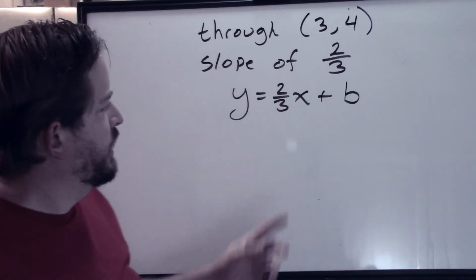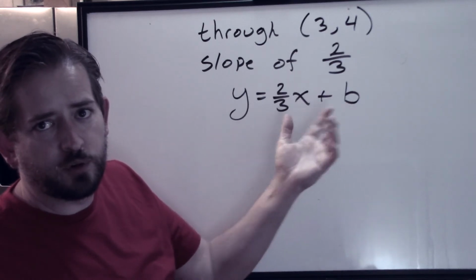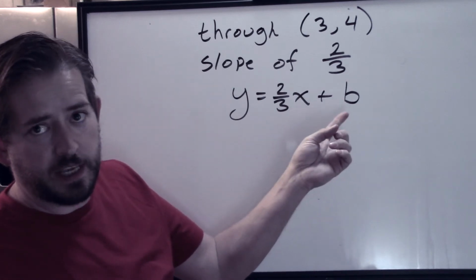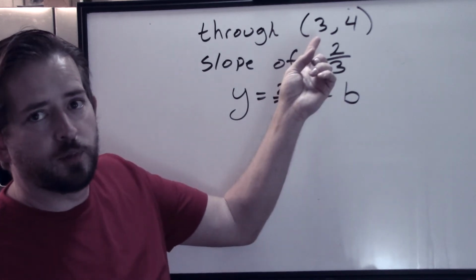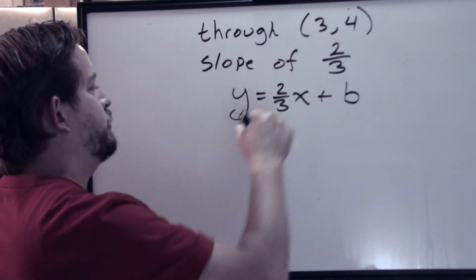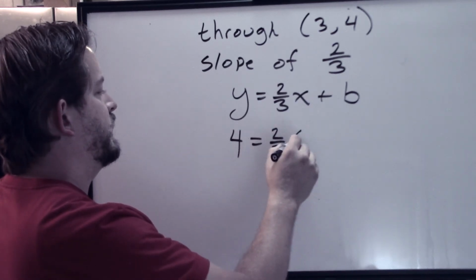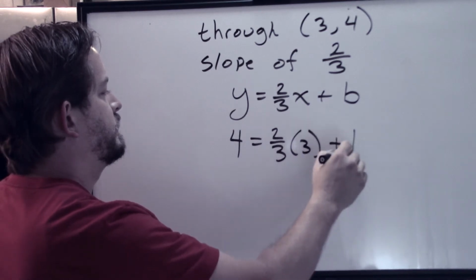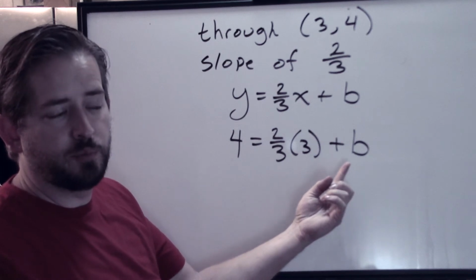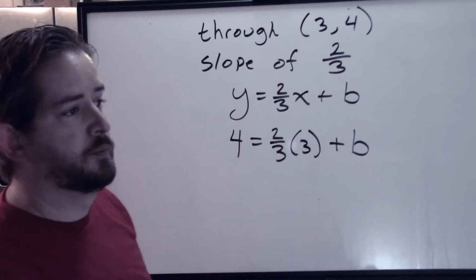that b. But I know that this b that I'm going to find has to be valid for every xy, every solution that's on this line. That b is going to be the same value. And I have a point on this line, I have (3, 4), so I can plug that in. X is 3, y is 4, so I'll plug in 4 for y, 3 for x. And if I do that, I no longer have any variables except for this unknown value of b over here, and I can solve for that.